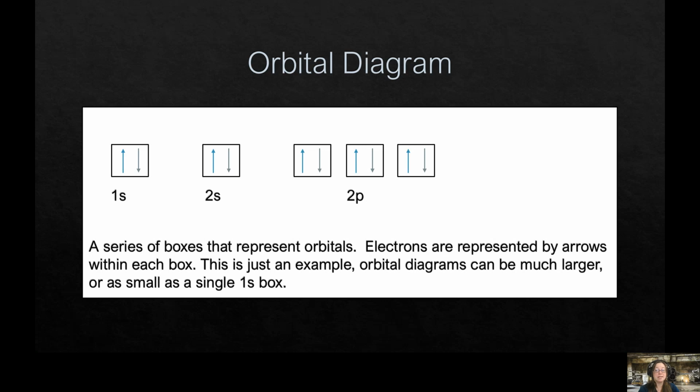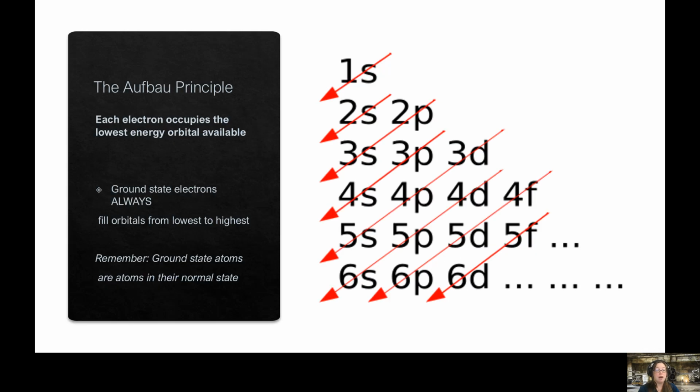Okay, now we're going to learn the rules that guide chemists when we're writing these and when we're writing electron configuration notation. The Aufbau principle says that each electron occupies the lowest energy orbital available. Ground state electrons always fill orbitals from lowest to highest, and they don't skip any. And remember, ground state atoms are atoms in their normal state. This is actually the orbital filling diagram. And if you start at the top with the 1s and you just follow those diagonals down, it gives you the order in which you're supposed to fill those.